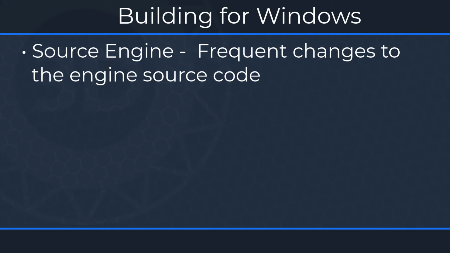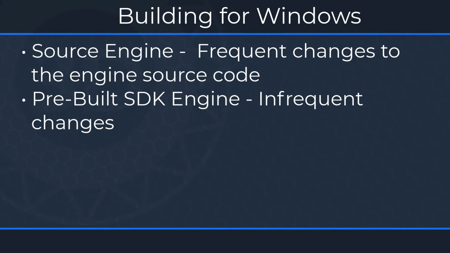There's source engine, which you would choose to build in this type if you plan to make frequent changes to the engine source code. And then there's the pre-built SDK engine. This build type is used if you're primarily interested in project development and you plan to make only infrequent changes or no changes at all to the engine. In this video, we're going to focus on the source engine approach.